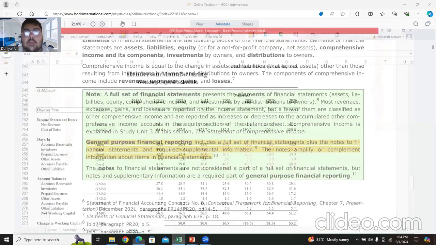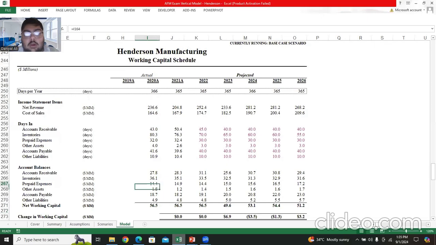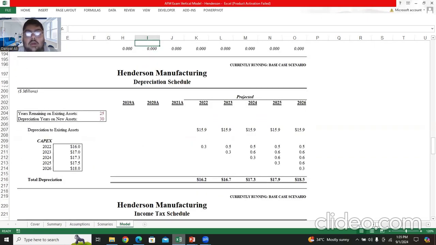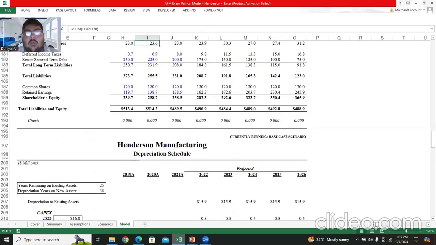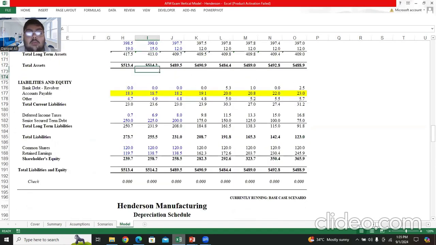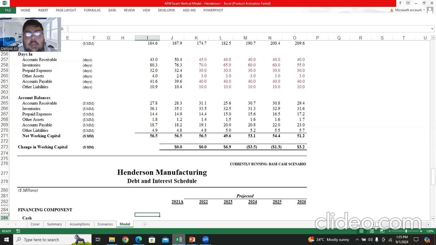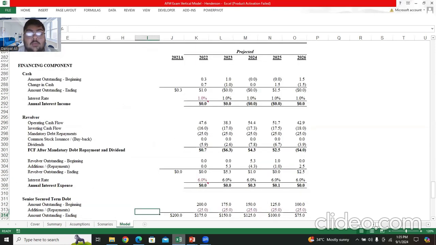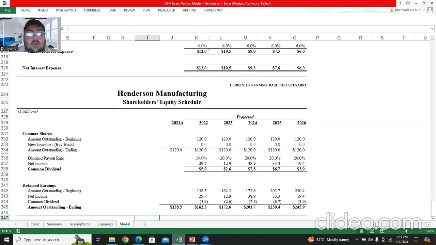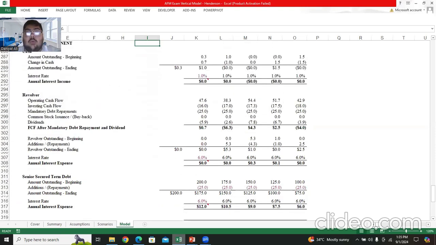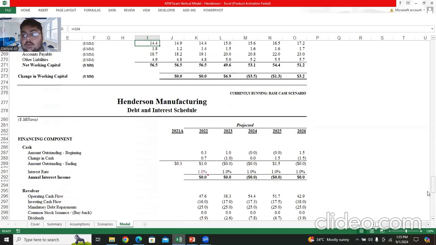I showed you the schedules. Here at the top, you got your working capital schedule. Then your income tax schedule, your depreciation schedule. By the way, this is a waterfall schedule. Now, if I go back down, let us see what the schedules are. You got your debt and interest workings. You got your equity. You got your retained earnings working. Where is my revenue and cost? Let me move up towards my revenue and cost.